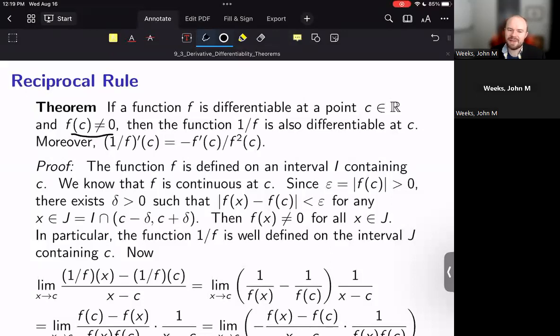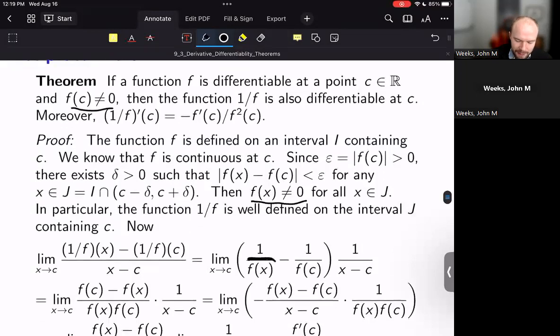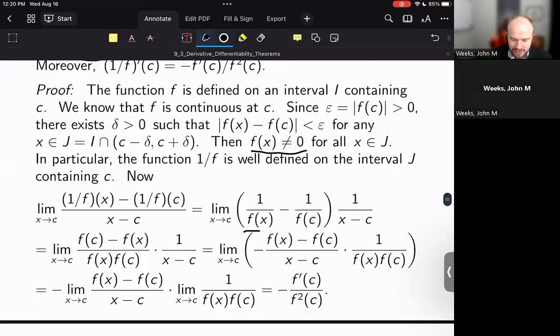Well, if f of c is not equal to 0, then there's going to exist some neighborhood where the function is also non-zero. And that's thanks to the fact that this is a continuous function. So we start by using the fact that f is continuous to show that this is a little neighborhood here where your function is also non-zero. That way we can still put function values here in the denominators of specific fractions and not get in any trouble. So here's how we're going to do it. We're going to first plug everything into the derivative formula, write everything out in terms of their fraction form, and then start combining things together by getting common denominators.